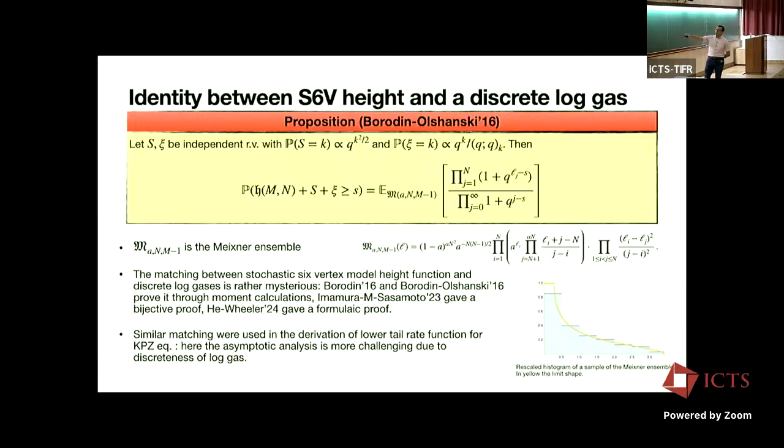So this matching between the stochastic six-vertex model height function and the discrete log gases is actually an instance of a more general correspondence, which was found by Borodin first, and also studied by Borodin-Olshanski, basically the same day. They posted 3 papers on the same day. It's quite hard to understand which came first, but okay. We gave a bijective proof, basically through the tools described in the previous talk, and more recently this type of identity, or the identity discussed before, they are equivalent.